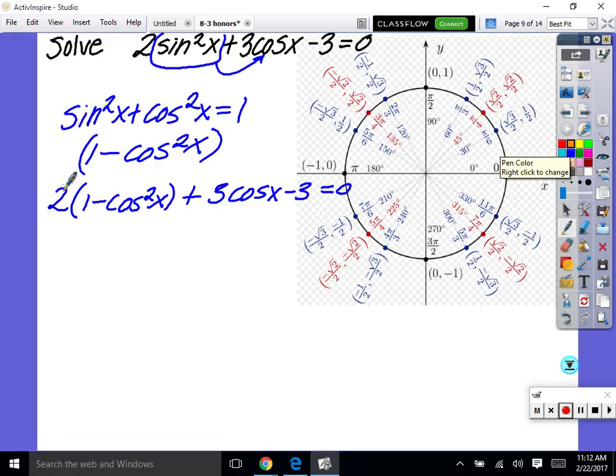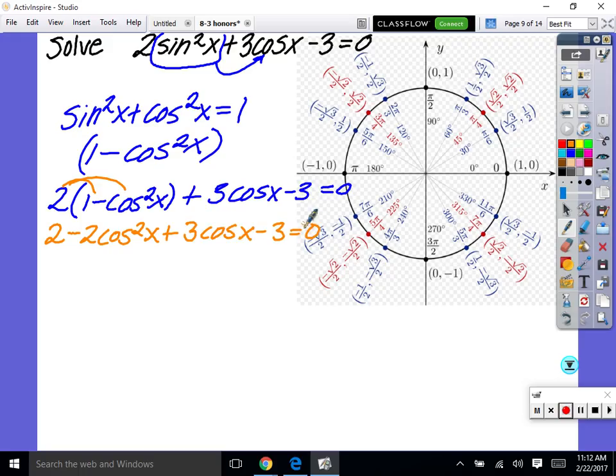So let's distribute the 2 through. We have 2 minus 2 cosine squared of x plus 3 cosine of x minus 3 equals 0. Let's combine like terms. So negative 2 cosine squared of x plus 3 cosine of x, and then we'll combine 2 minus 3, which is negative 1, equals 0. Now we have a quadratic-form problem, because now we can do a u substitution.